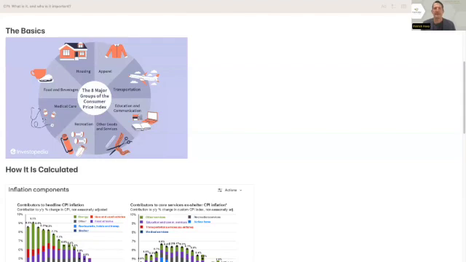The overall CPI is then calculated by comparing the total cost of the basket in the current period to the cost in the base period, typically the prior month or the prior year. And that gives us the percentage change in prices over time.